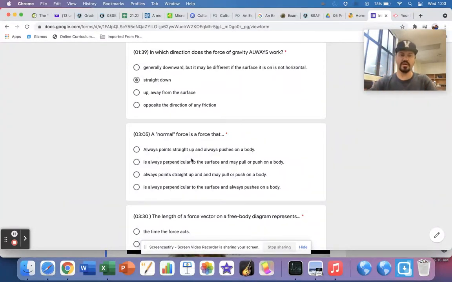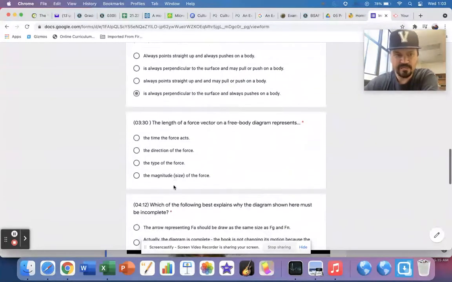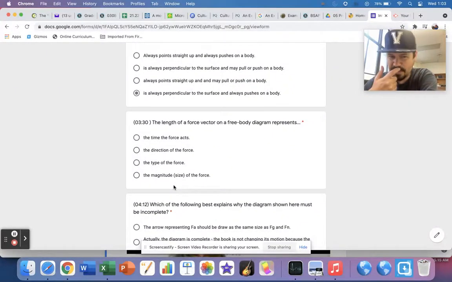A normal force, that's what's keeping you in your chair right now. Your chair is pushing up because your chair is horizontal. But if you were on a slanted surface, then that normal force would still be perpendicular to the surface like this. That's why it's called the normal force. And so there's two choices that say always perpendicular. And the thing about the normal force is it can't pull, it can only push. So it's that one.